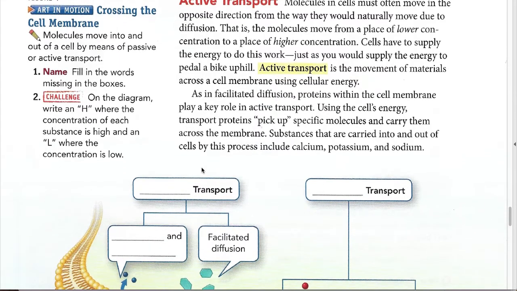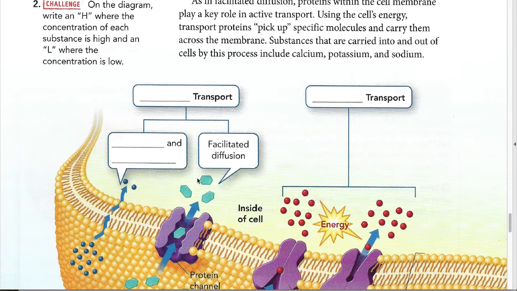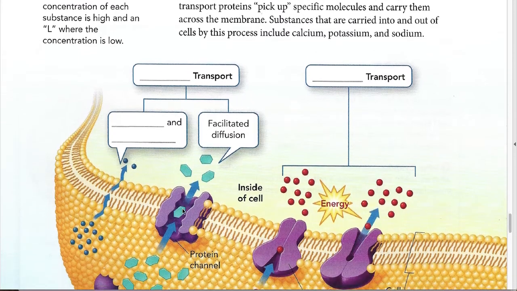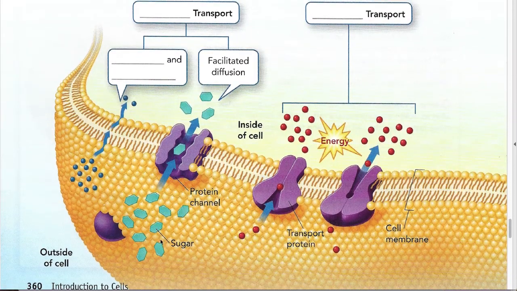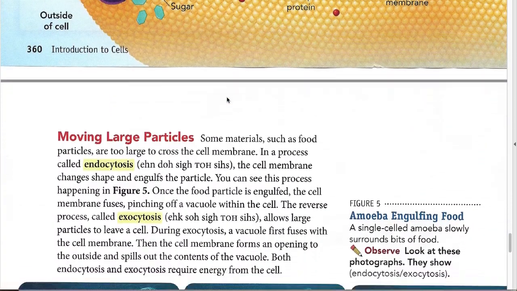As in facilitated diffusion, proteins within the cell membrane play a key role in active transport. Using the cell's energy, transport proteins pick up specific molecules and carry them across the membrane. Substances that are carried into and out of the cells by this process include calcium, potassium, and sodium. So here's a great picture of active transport here. Molecules, using cellular energy, are either pushed into the side of the cell or carried outside the cell.